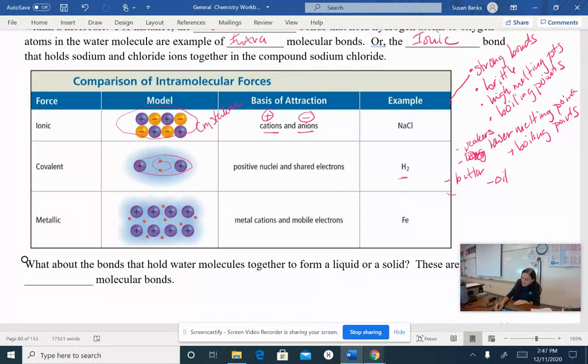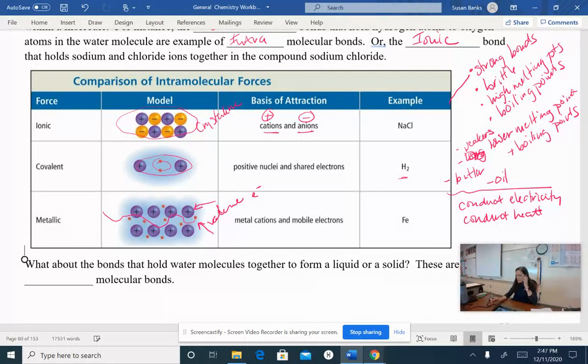And then we have metallic bonds, where we have the metal cation and the valence electrons. Those valence electrons, those outermost electrons, can move freely between everything. That's why these can conduct electricity. That's why metals conduct electricity. This is also why they conduct heat very well. That's why we make our pots and pans out of metal, because it can conduct heat very well.